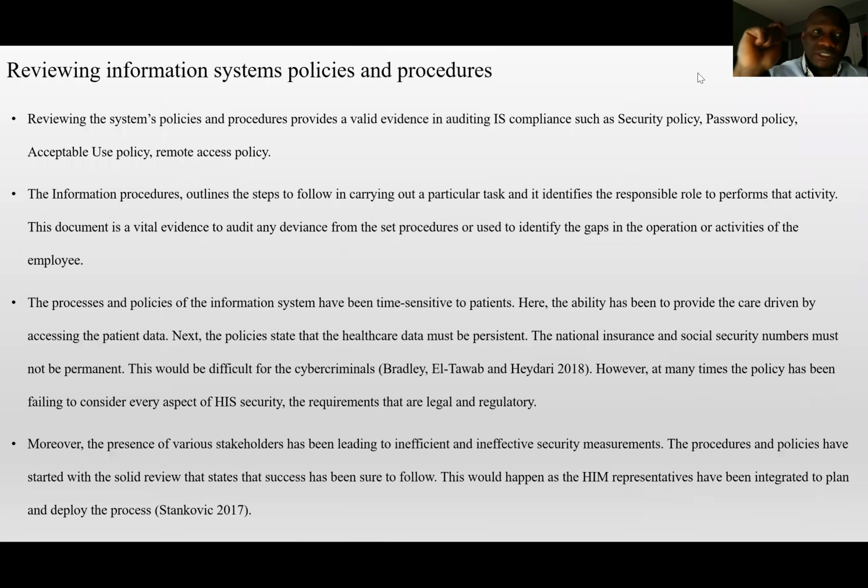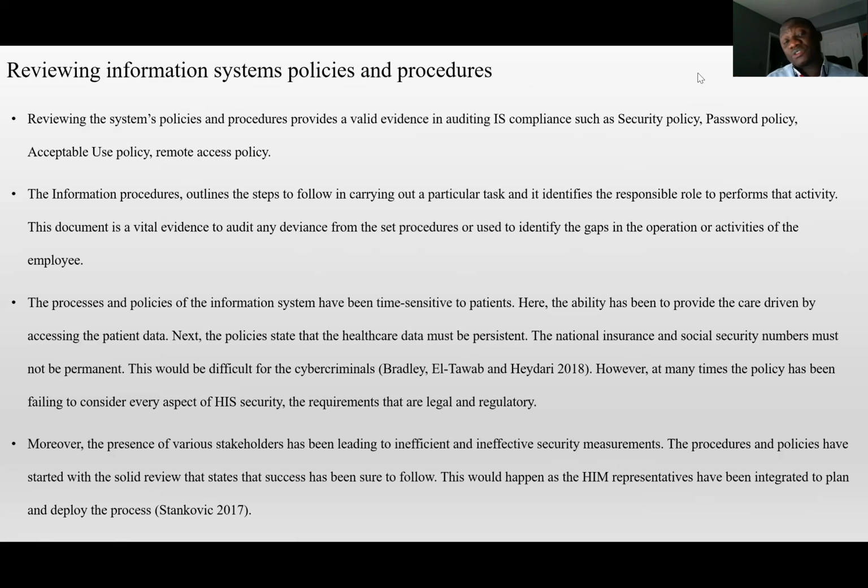Another important technique is the information systems' policies and procedures. The policies, I'll put it as a set of guidelines that governs the way we work or we operate. While the procedures are documentation that shows steps on how to achieve a particular task and who is responsible for that. The procedure shows that.